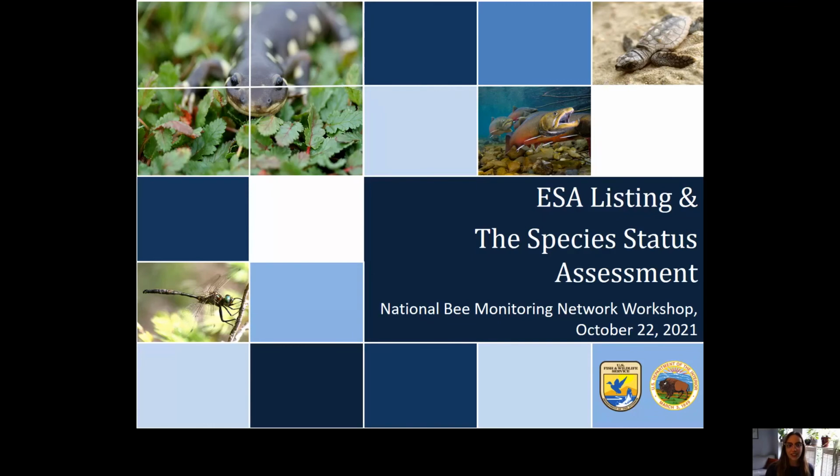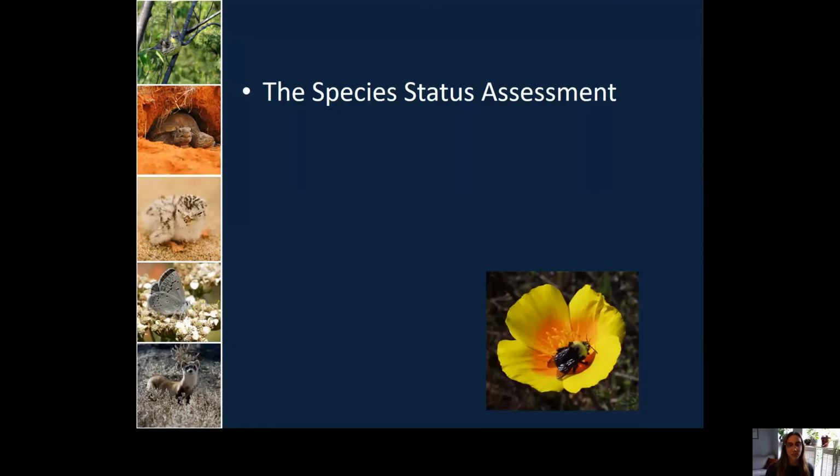I work for the U.S. Fish and Wildlife Service in our headquarters office as a biologist, providing science support for Endangered Species Act decisions. In this talk, I'll discuss the Endangered Species Act listing process and the species status assessment. First, I'll touch on the species status assessment framework, which is our analytical framework for assessing species viability that's used to inform Endangered Species Act decisions like listing determinations.